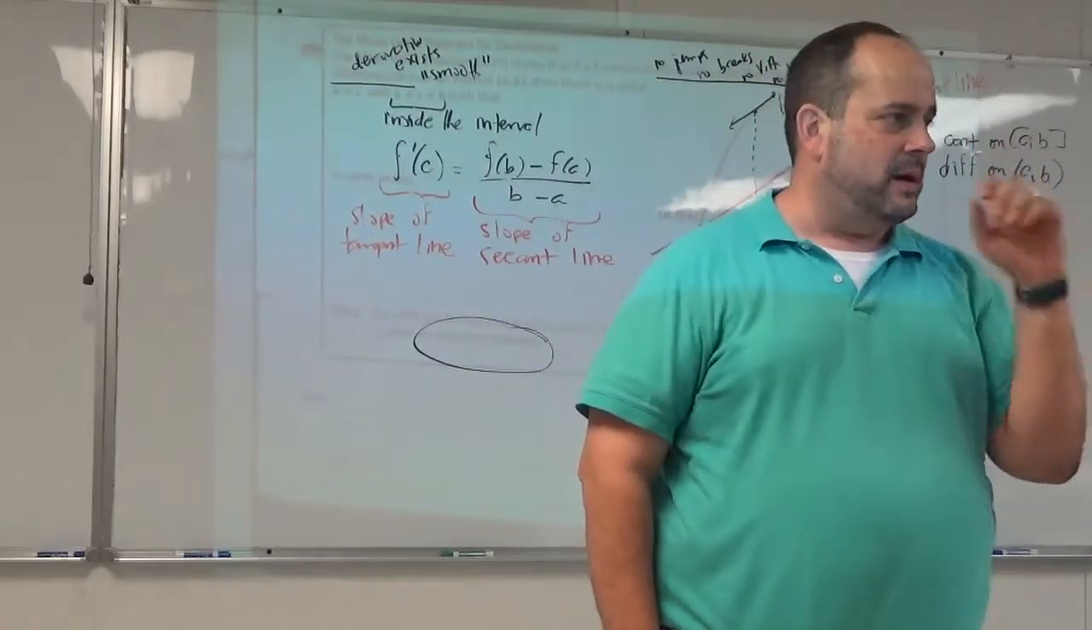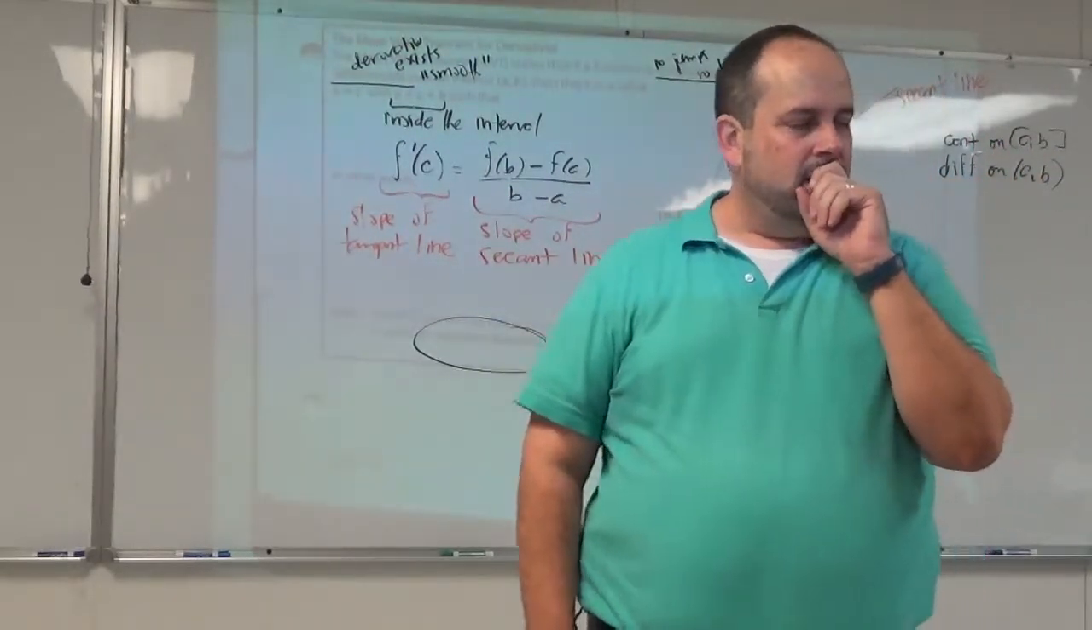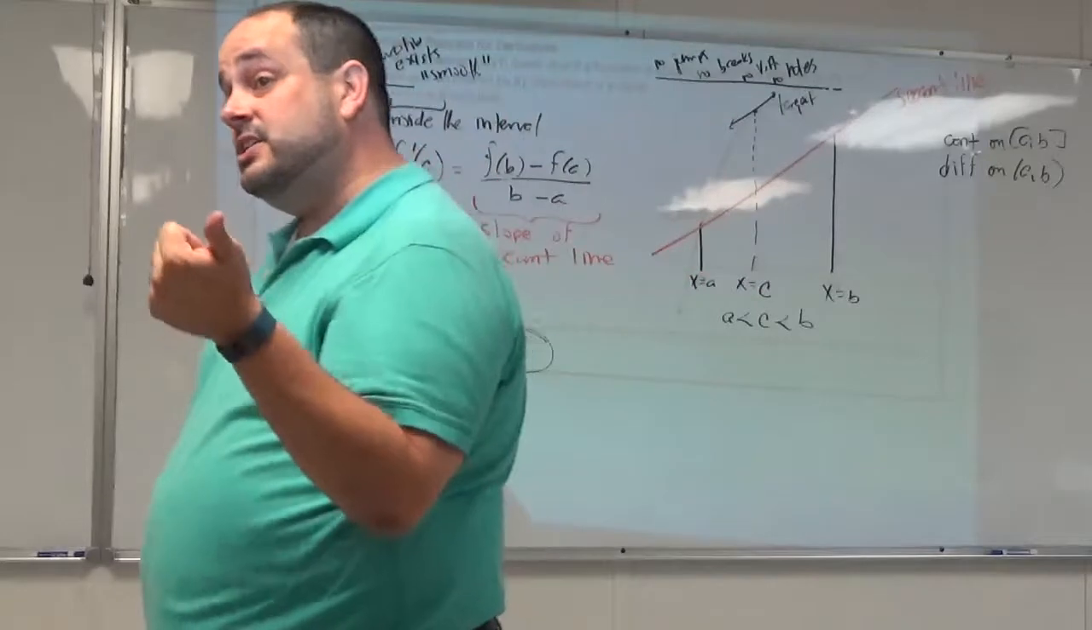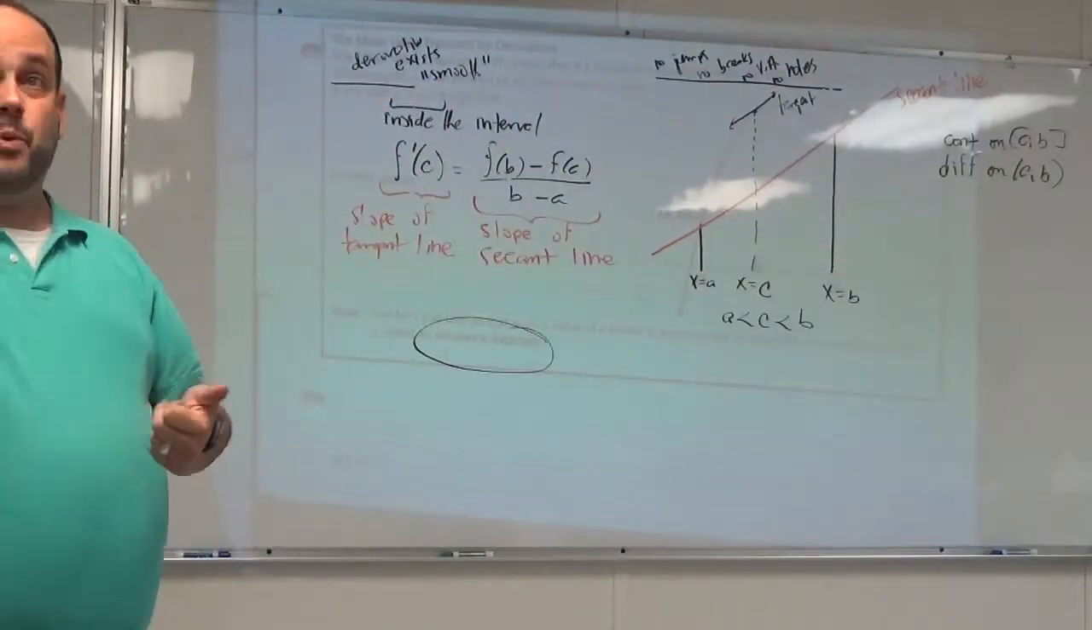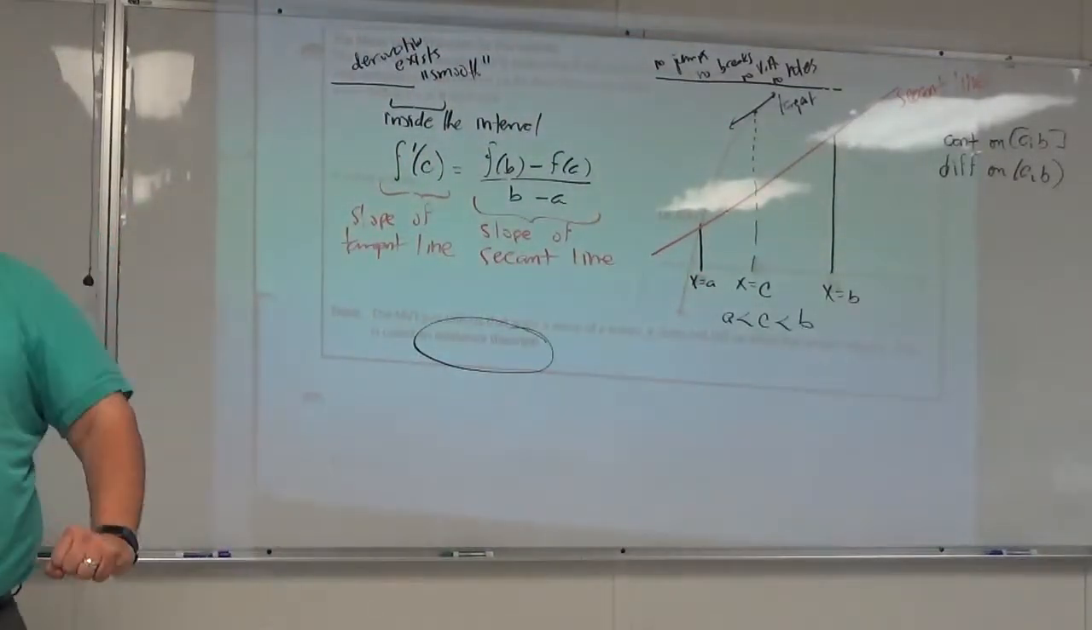It had nothing to do with f prime. The intermediate value theorem had to do with a continuous function. You have a point up here, you have a point down here. Finish the story.